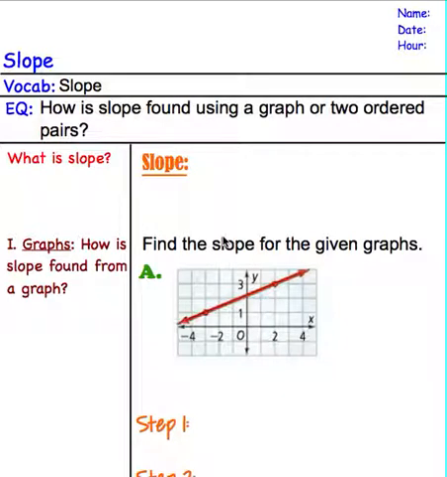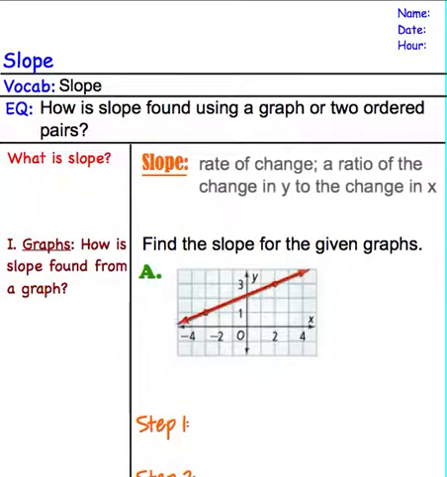Slope. Our big goal for today is looking at how slope is found using a graph or two ordered pairs. When we talk about slope, slope is that rate of change, which is what we've been talking about. So we've actually been talking about slope this entire time. So we're really learning not much new today. It's a ratio of the change in y to the change in x, or as you guys have seen in symbols so far, that delta y over that delta x.